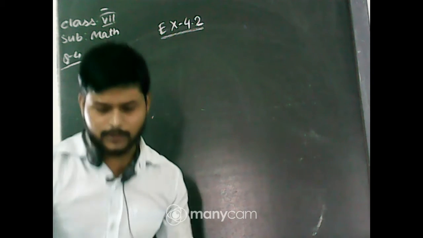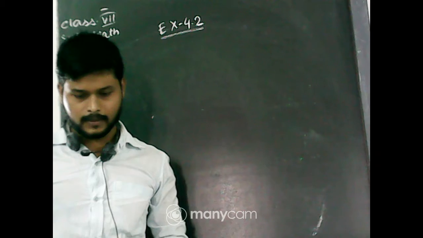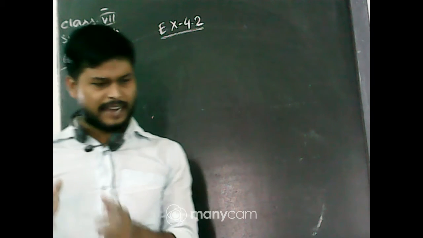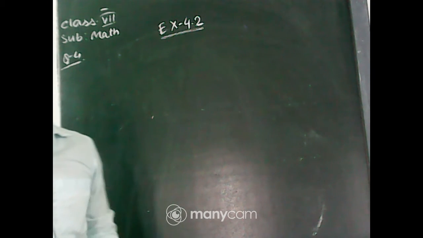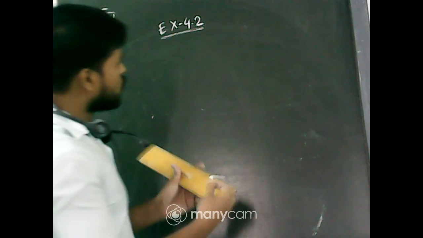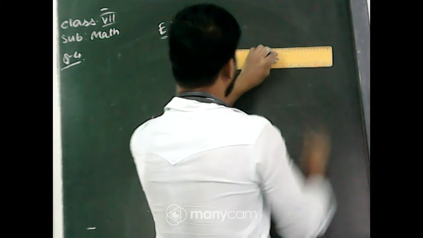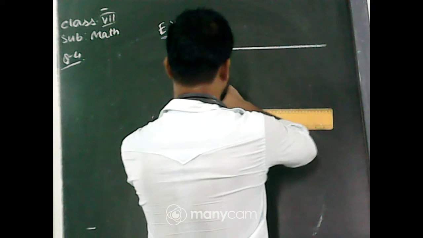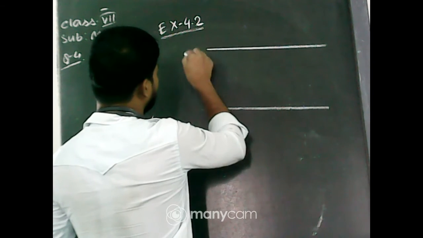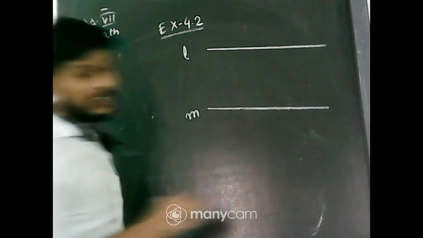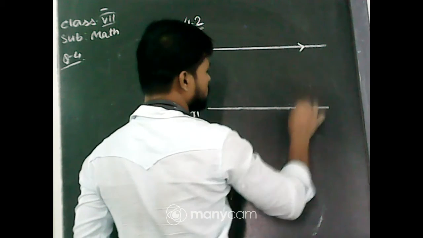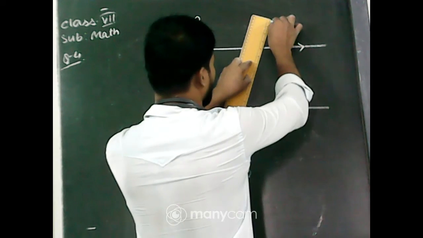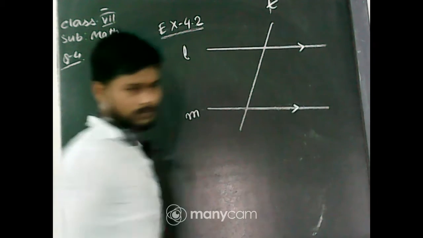Okay, so look, question number 4 is: find the value of x in each of the following figures if line L and line M are parallel to each other. So let's first draw the diagram. Two lines are here. This is the first line and this is the second line. The name of this line is L and the name of this line is M, and it is given that the lines are parallel to each other. One transversal is there. The name of the transversal is T.